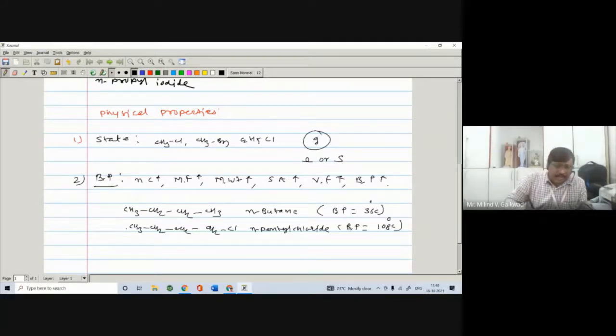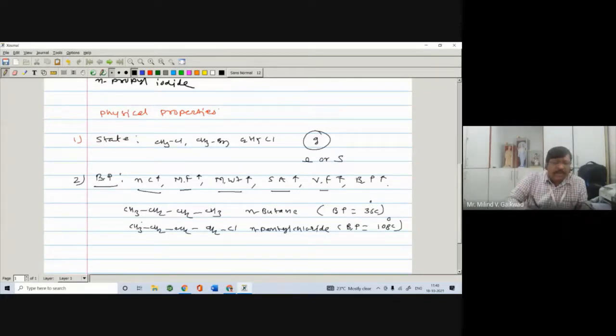So if you compare these two compounds, you will see that when I replace one of the hydrogens by Cl, even though the number of carbons is the same, due to the chlorine the molecular formula and molecular weight also increase. The surface area also increases. The van der Waals force of attraction also increases. That's why the boiling point of this compound also increases.